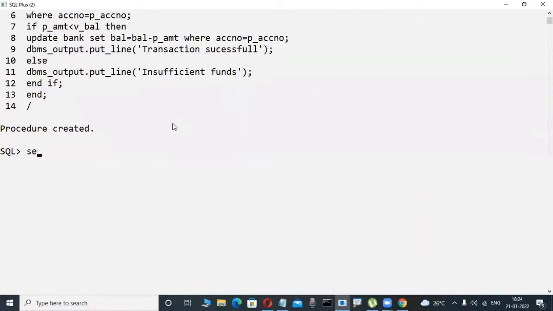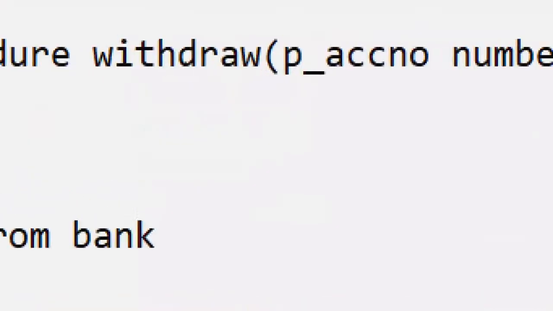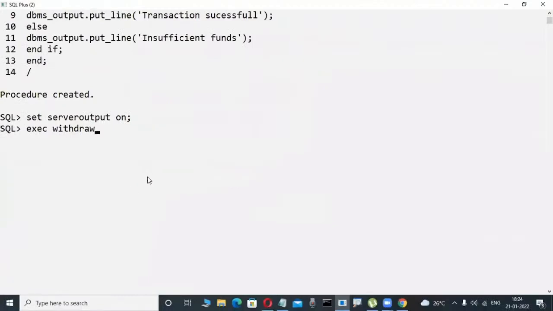Now check it out. Observe here. I try to check something. Here I'm executing: exec procedure name withdraw. Okay, fine. I'm calling this procedure withdraw. Withdraw is the name of my program that I'm giving. Here my account number 1001, account number I'm passing, comma, I try to withdraw 9,000 rupees, for example.